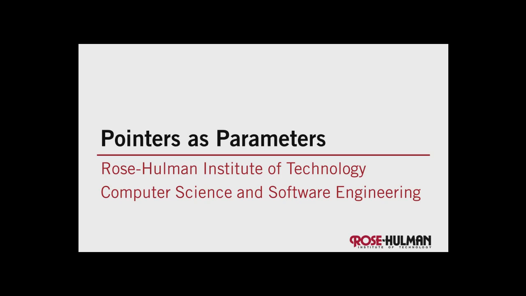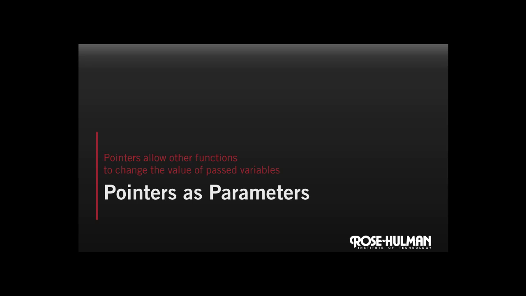Hello. In this video, we're going to look at passing pointers as parameters to functions. Previously, we claimed that we could pass a pointer to a variable as a parameter to a function. That allows the function to change the variable's value. We'll look at this code in Eclipse and see how we can do that.